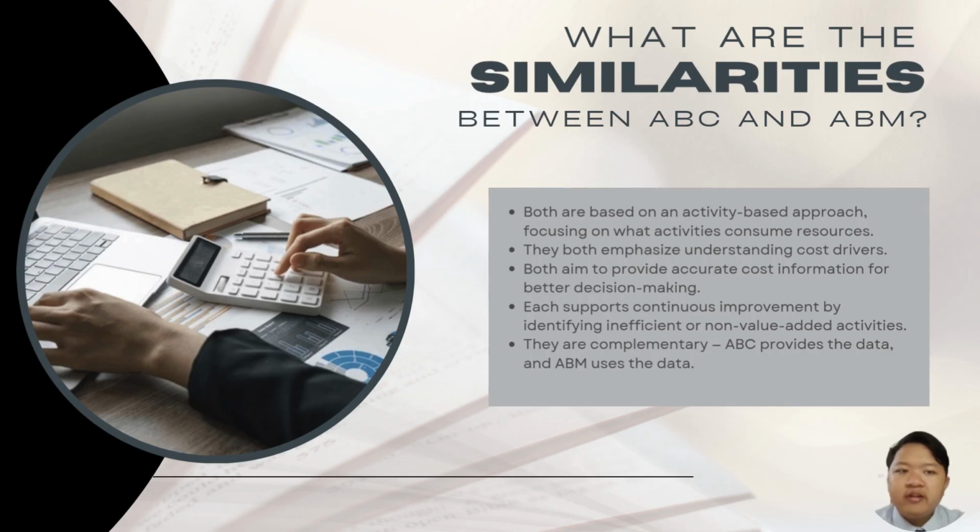Now, let's look at the similarities between ABC and ABM. First, both are based on the activity-based approach, focusing on what activities consume resources. Second, they both emphasize understanding cost drivers. Third, both aim to provide accurate cost information for better decision making. Fourth, each supports continuous improvement by identifying inefficient or non-value added activities. Fifth, they are complementary. ABC provides the data and ABM uses the data. So, even though their functions differ, ABC and ABM work together to help businesses understand and improve their performance.